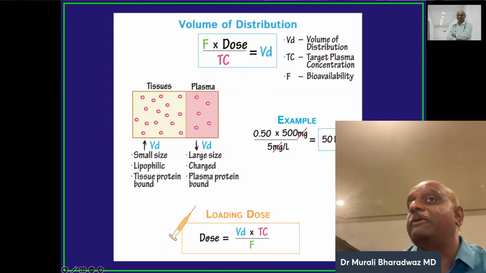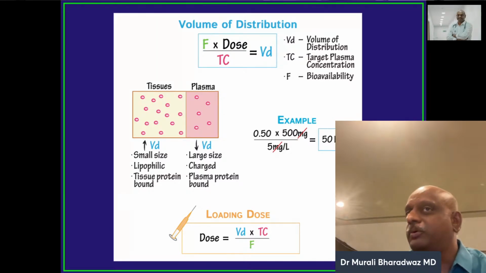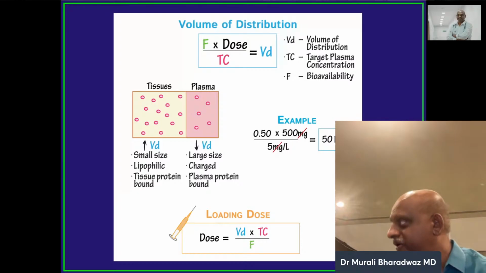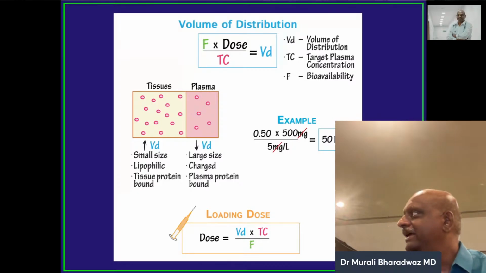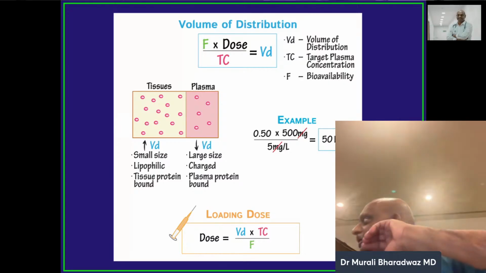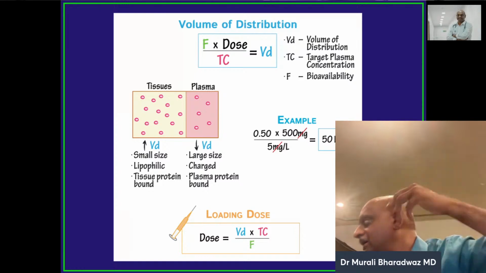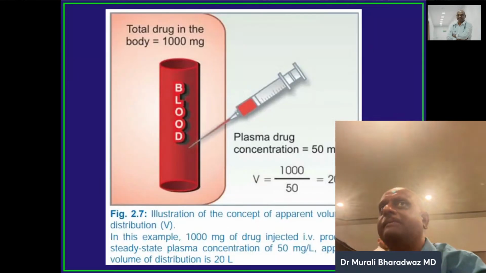So for which type of drugs do you give the loading dose, doctor? Suppose for a drug with a very high volume of distribution, the moment you give the drug, what is happening? All the drug is going outside the blood vessel into the peripheral tissues. That's the reason we need to give a loading dose. Loading dose is given to the drugs which have a high volume of distribution. Don't forget.